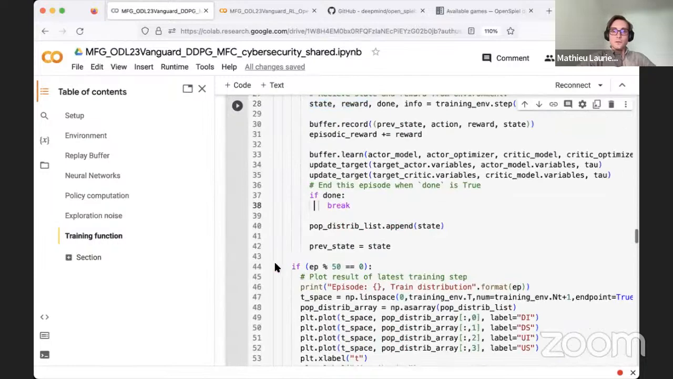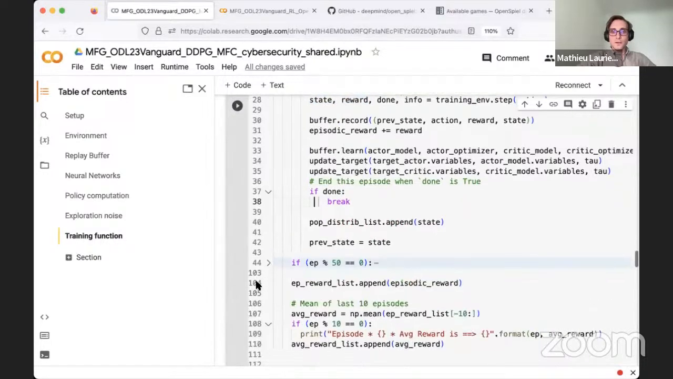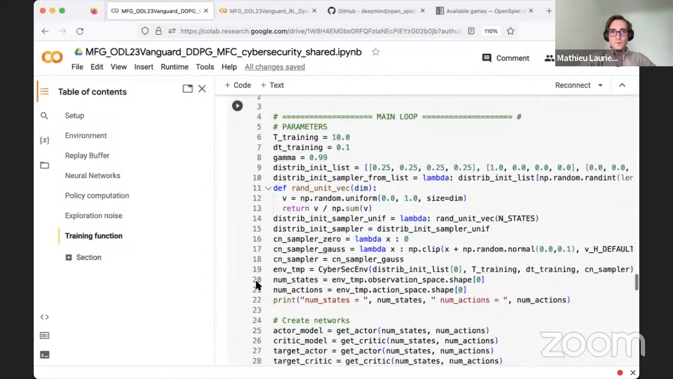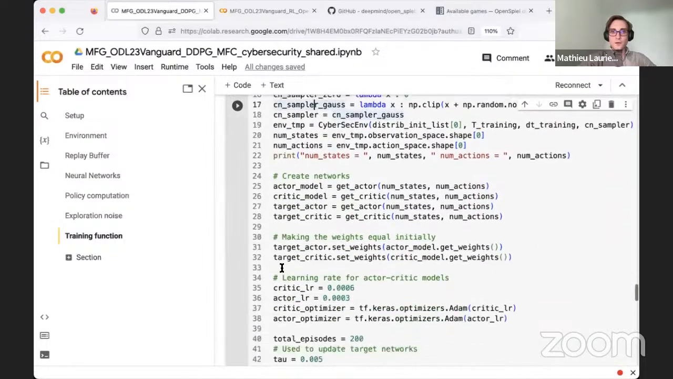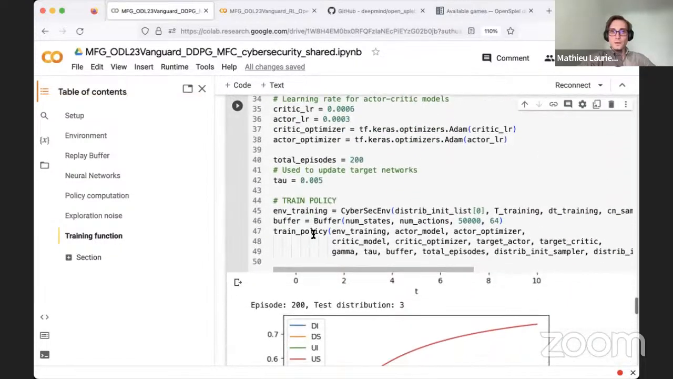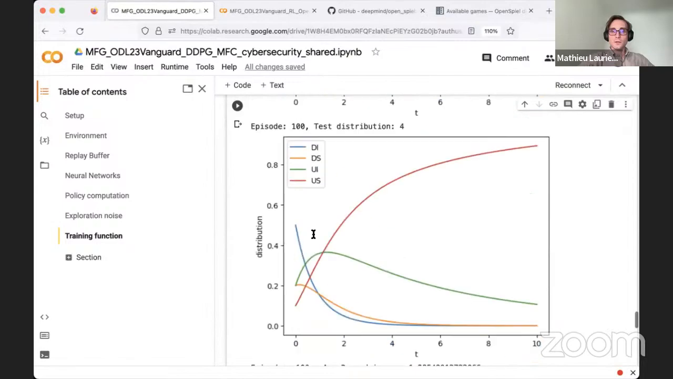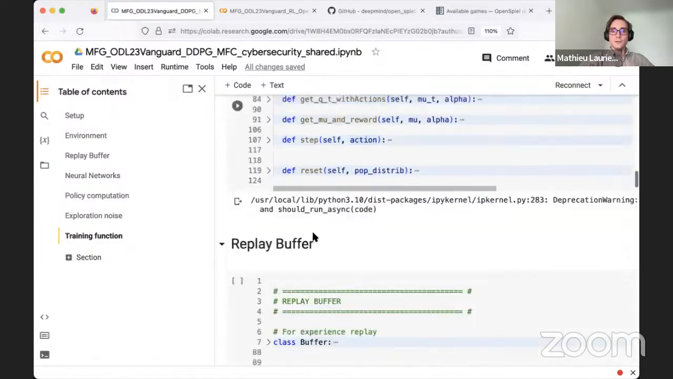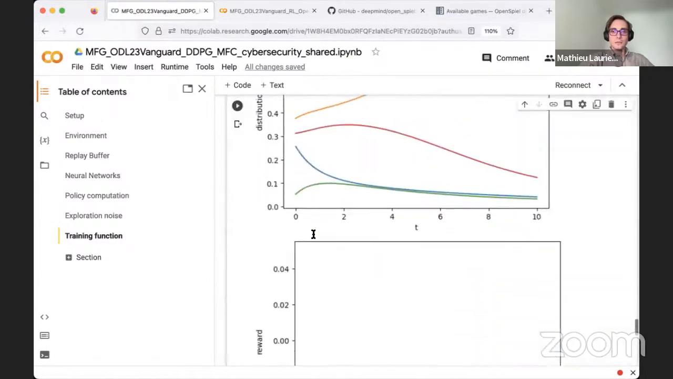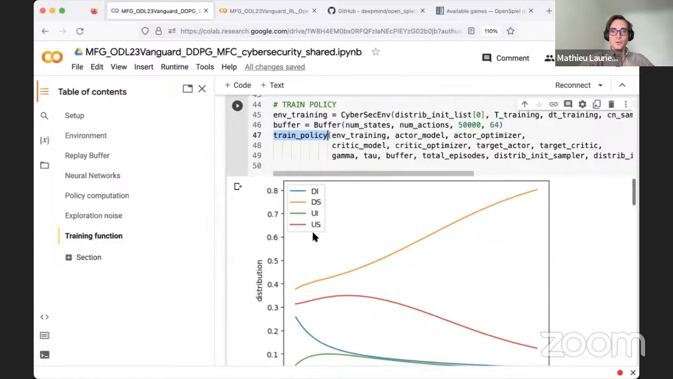Okay, then this is just for plotting. So there are many lines of code just for plotting. Okay, and then you have the main loop here. I mean, you just call the train policy function and it is going to execute this main loop. And what you see here, so if I go back, I didn't try to tune the parameters in this code. So you can play with it and tune the hyperparameters.